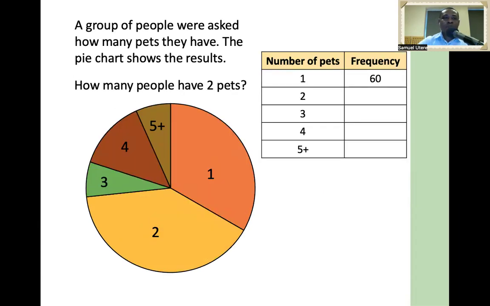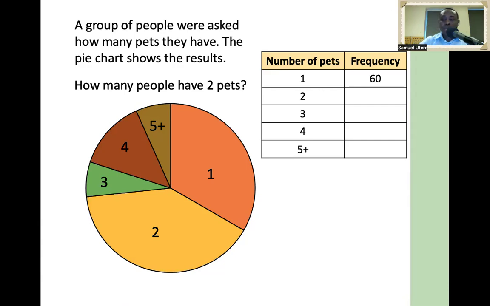Here is another example. A group of people were asked how many pets they have. The pie chart shows the result. How many people have 2 pets?